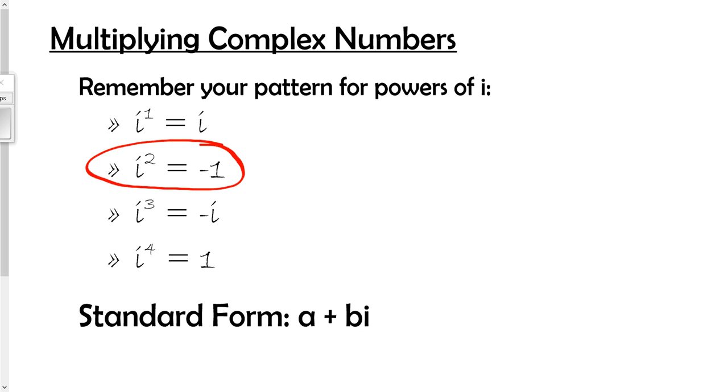Another thing that we need to remember as we're multiplying these complex numbers is that all of your answers must be written in standard form. Standard form is a plus bi. You could also write it as a minus bi if the imaginary component was negative. But we always have to put the real value first, followed by the imaginary, remembering that a is our real component and b is our imaginary component. So we're going to take a look at a few examples of how we multiply complex numbers together.